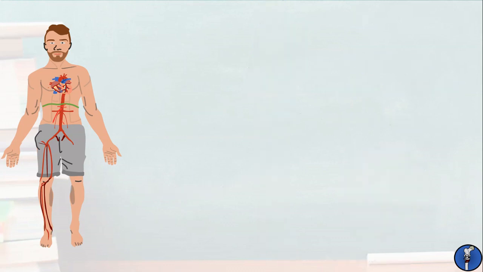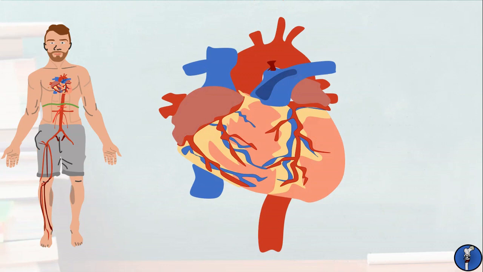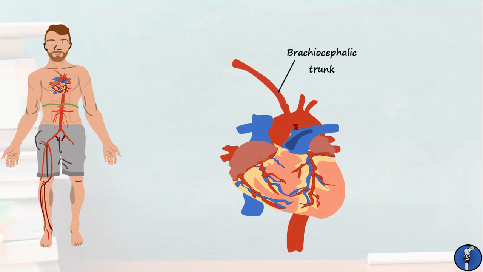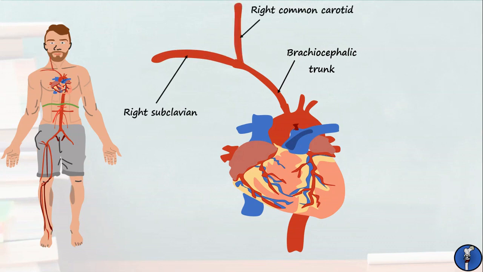Okay, let's go all the way back to the heart and look at those branches that came off the arch of the aorta. The brachiocephalic trunk gives rise to two arteries. The first runs deep to the clavicle bone, so is known as the right subclavian artery, and the second goes up to the neck to supply the head and is known as the right common carotid.